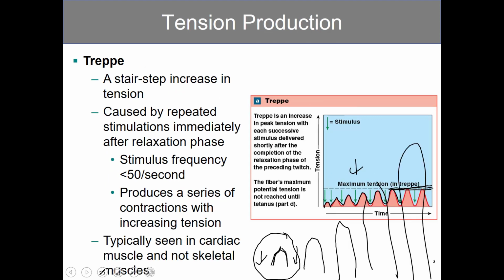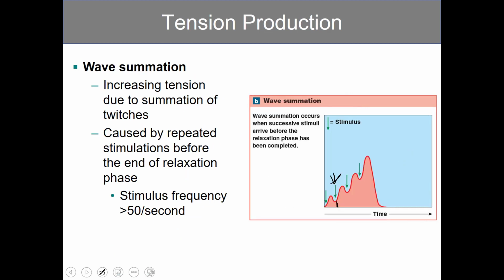Going back, treppe allowed each twitch to relax all the way before the second stimulation and the third and fourth were initiated. But with this, relaxation was halted. It was stopped. Before relaxation could be realized, a second stimulus occurred. And if you did this over time, you ended up with this pattern of graph.